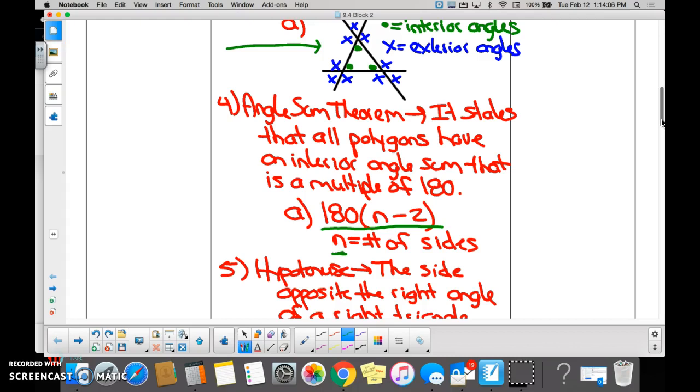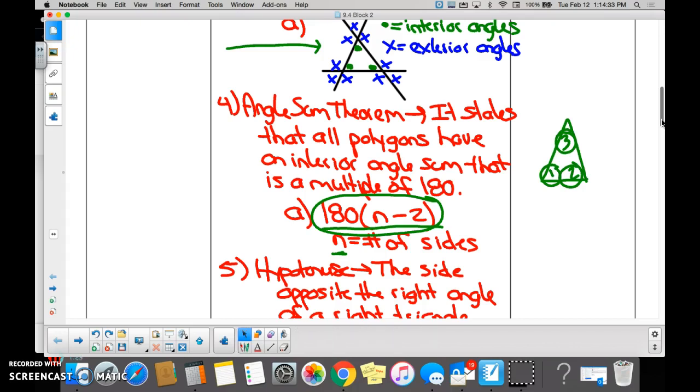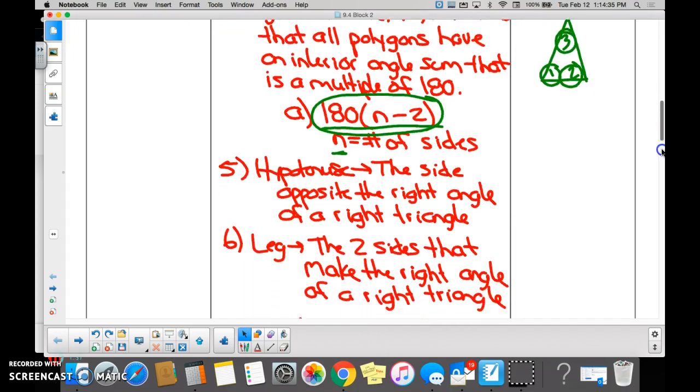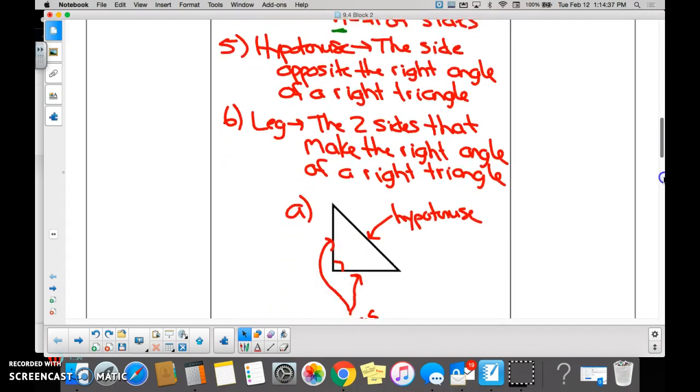Number of sides. So the Angle Sum Theorem is a formula that tells us how to calculate the sum of all of the angles on the inside of a shape. For example, if I have a triangle, how many angles are on the inside? 1, 2, 3. Together, if I use this formula, I can figure out what the total sum of this angle plus this angle plus this angle is, right? Yes. Hypotenuse, legs, not super important. We'll come back to them later.